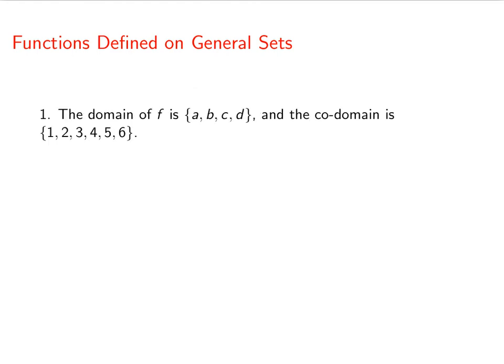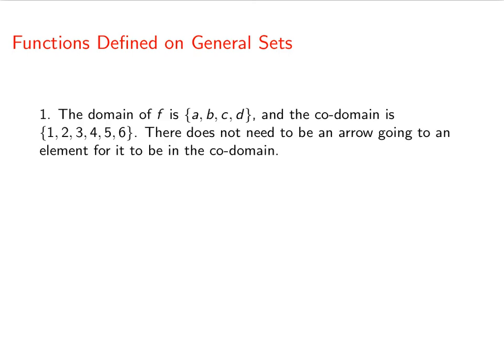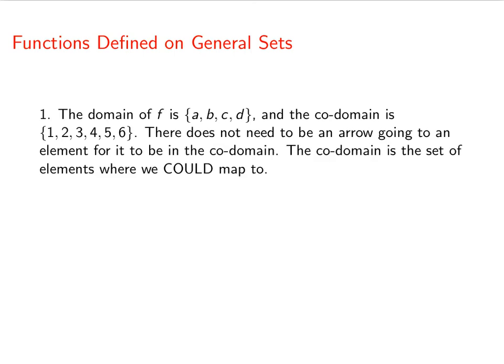All right, so the domain is the set of all things that we are mapping from, so that's the set containing a, b, c, d. The codomain is the set where we could get our outputs, so that's the set 1, 2, 3, 4, 5, 6. There doesn't need to be an arrow going to some element in order for it to be in the codomain. There's no arrow going to 2, 3, and 6. That's okay. It's in the codomain because we're just setting that up to be possible locations or possible outputs of the function. So the codomain is the set of elements where we could map to.